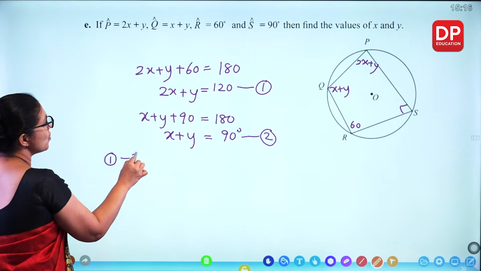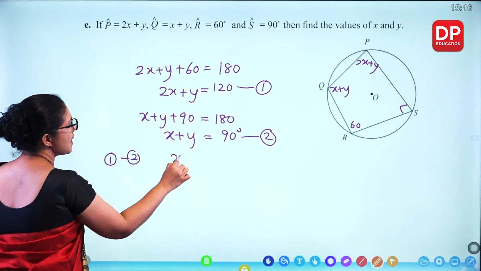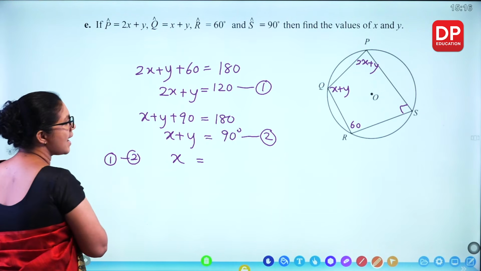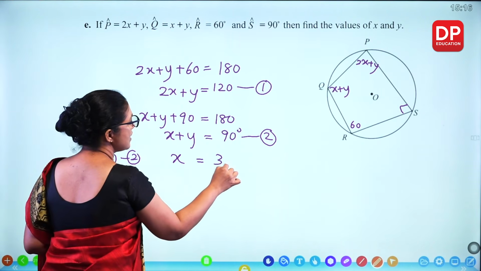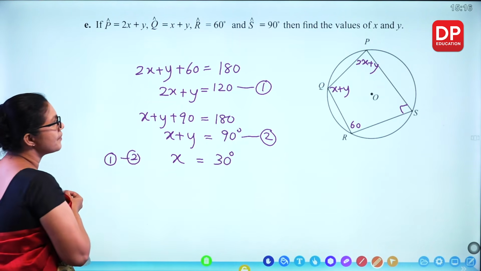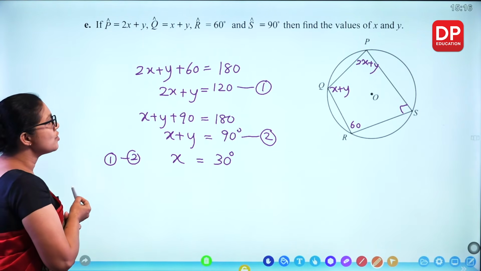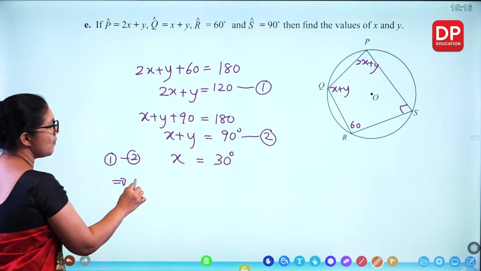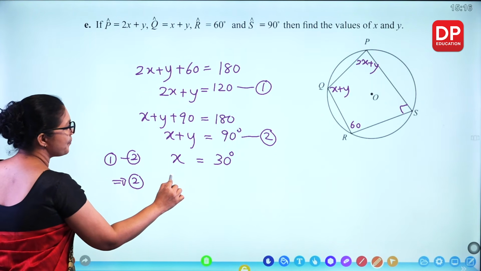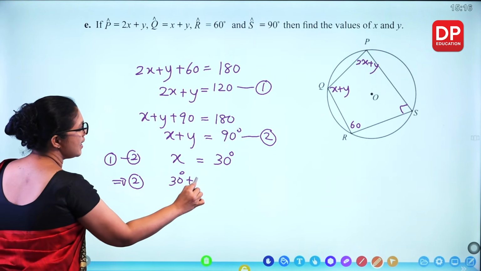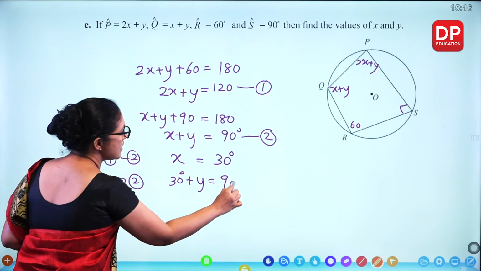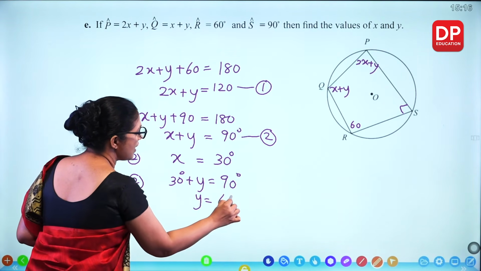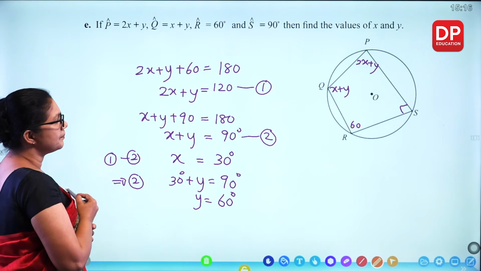1 minus 2. 2x minus x becomes x. 120 minus 90, you get 30 degrees. Now we found out x, substitute in one of the equations and find out y. We'll take the second one. 30 plus y equals 90 degrees. So what's y? 90 minus 30, you get 60 degrees.